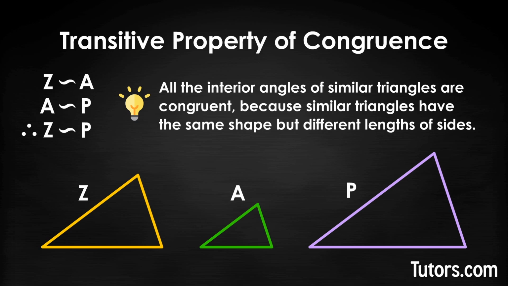If triangle Z has an angle opposite the shortest side of 37 degrees, triangle A also has an angle opposite its shortest side of 37 degrees, because we said triangle Z is similar to triangle A. We also know that triangle P has the same 37 degrees in the same position because it is similar to triangle A. We also know that triangle Z is similar to triangle P. Using the transitive property of congruence on triangles allows you to prove the only difference in similar triangles is their size.